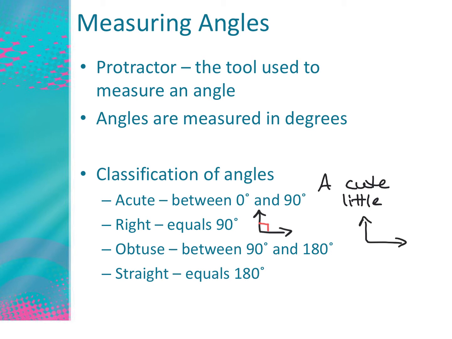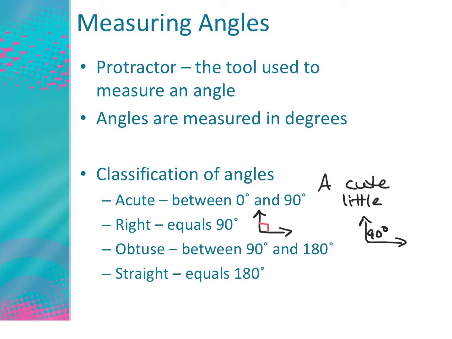It could be 89. It could be 89.5. So just know that it needs to either have 90 degrees labeled in here or the little box. We're going to also learn later on that perpendicular lines form right angles, but that'll come later on.